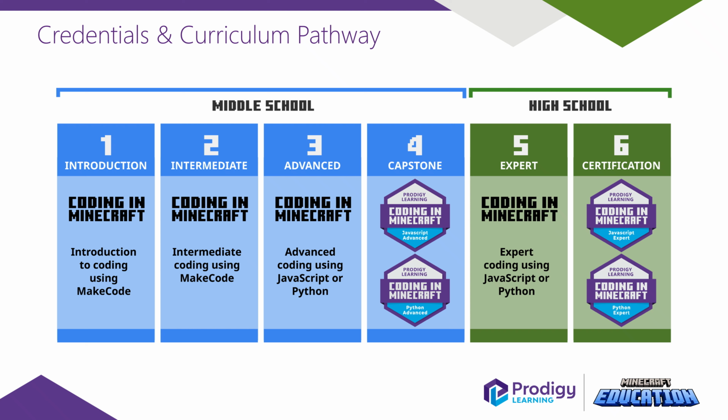At the end of the pathway is a capstone credential exam. This is a 30-question, multiple-choice, and drag-and-drop exam that proves the skills that the students learn throughout the entire first part of the pathway. After that advanced capstone credential exam is our expert credential. This is JavaScript or Python and hits on 49% of the big ideas for the AP Computer Science Principles course. At the end of that pathway is our expert capstone exam.